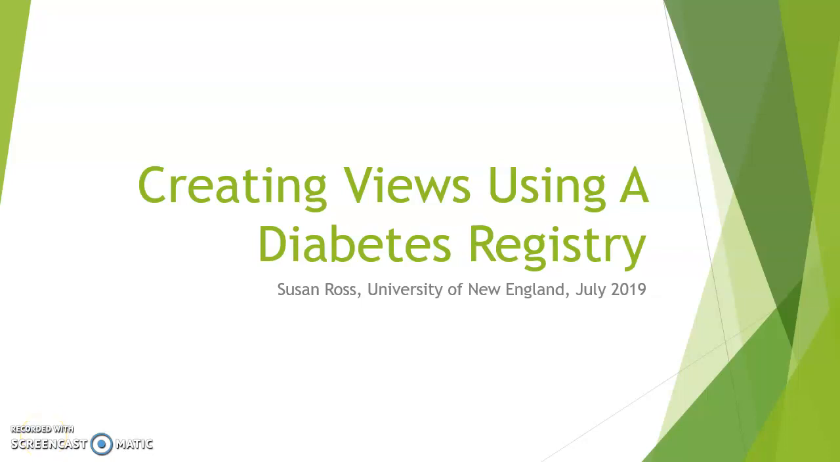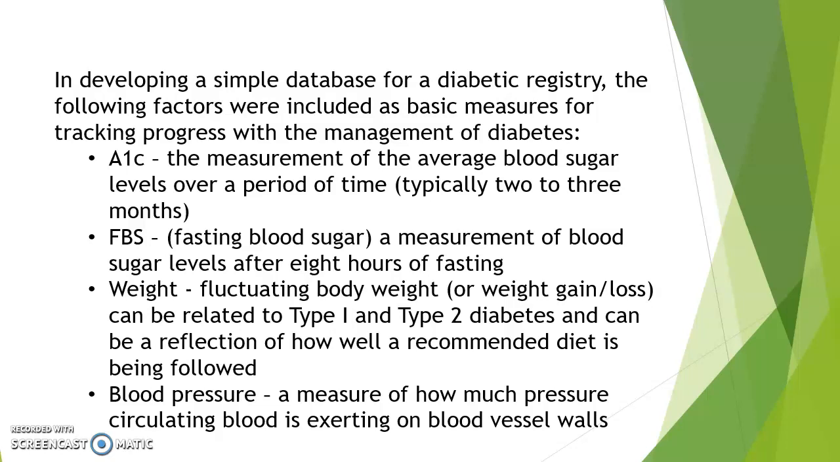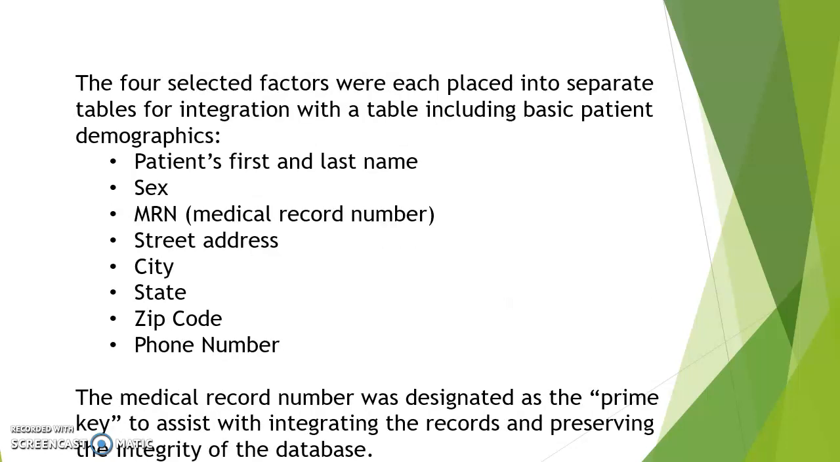This week's presentation is an extension of a registry that was developed in a previous assignment and covers creating views using a database. When the database was first developed for a diabetic registry, the following factors were included as basic measures for tracking progress with the management of diabetes: A1C, FBS (fasting blood sugar), weight, and blood pressure.